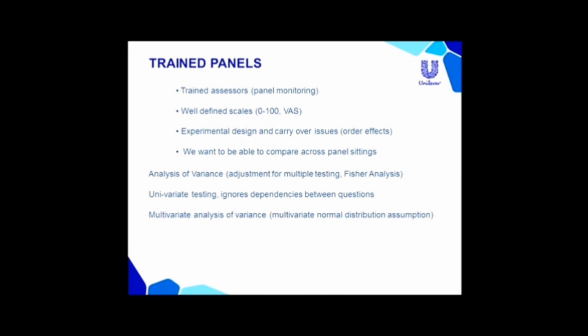Typical things that you tend to do with this data might be analysis of variance, because it is quite well behaved. So things like adjusting for multiple testing, Fisher analysis across test panels, univariate testing, or maybe even some multivariate analysis of variance. But of course, often these things aren't really normally distributed. So we'd also like to interpret it on some kind of map visually, to try and understand the interdependencies between questions and products and how these things relate.